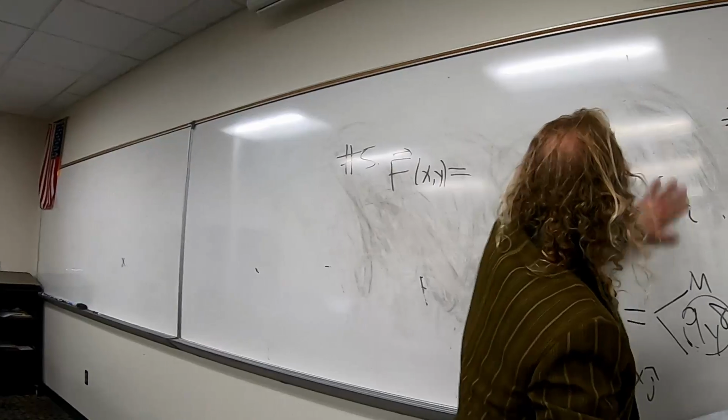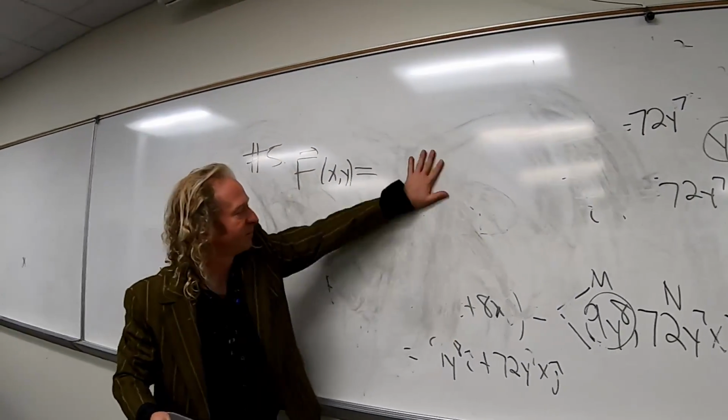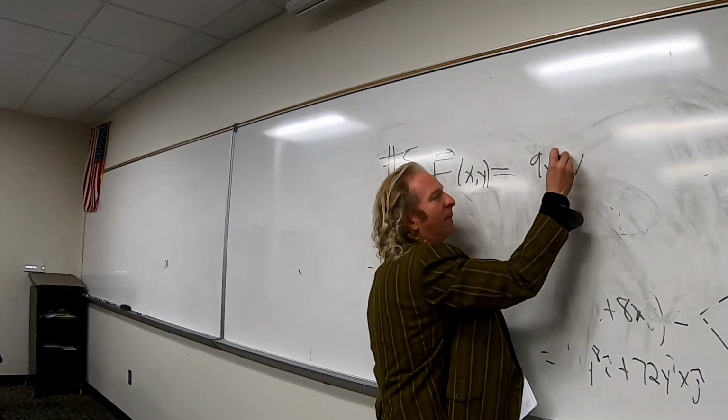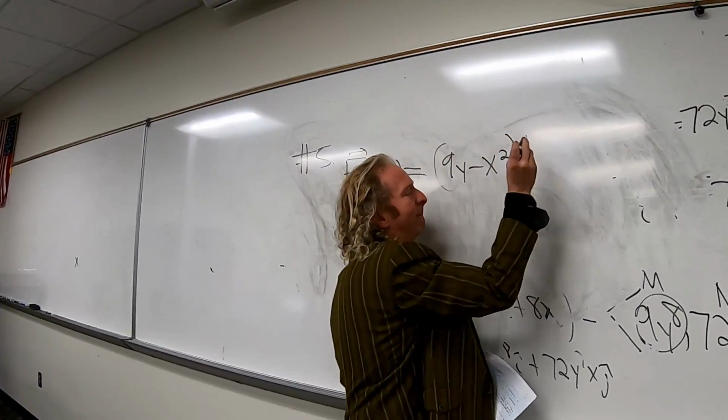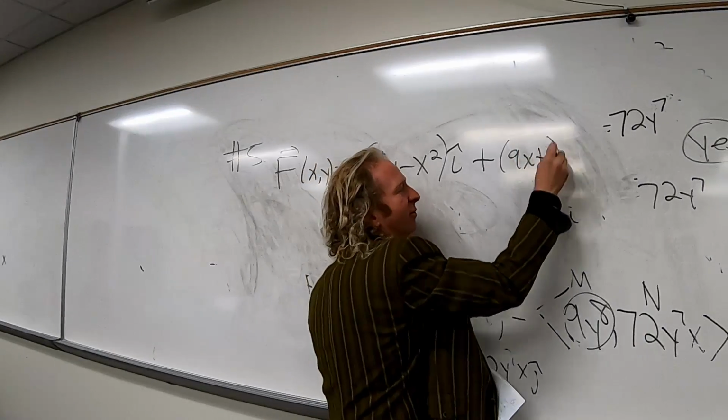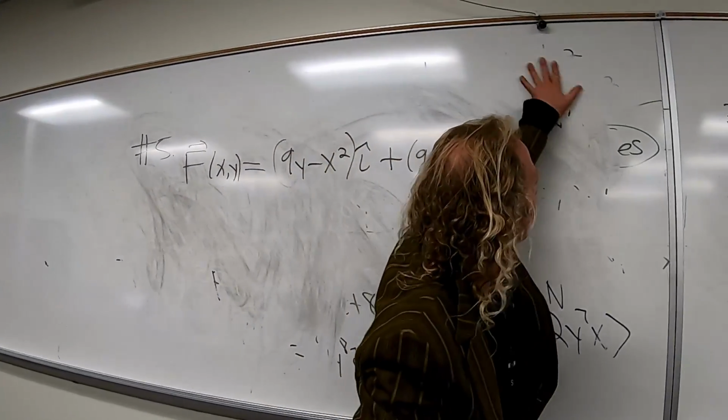equals. Can you read it to me, Jeff? Do you have it? 9y minus x squared over 2 plus 9x plus y times g. Thank you. Very good. Excellent. Thank you, Jeffrey. So we have this one.